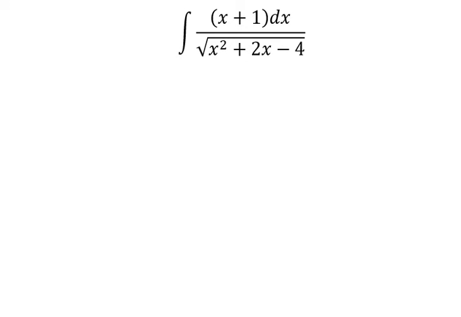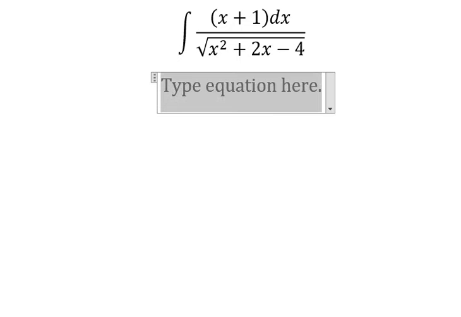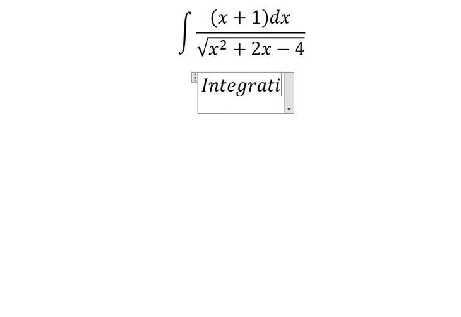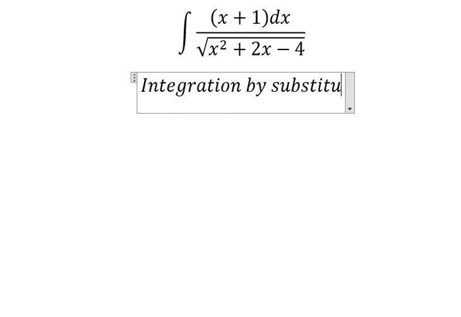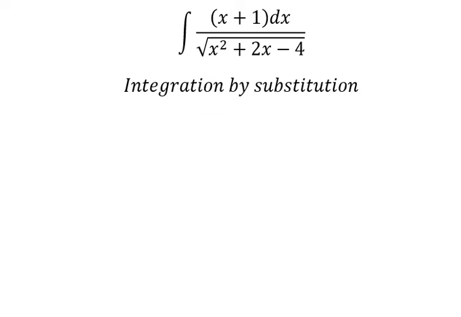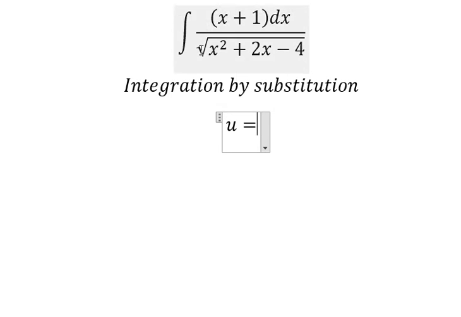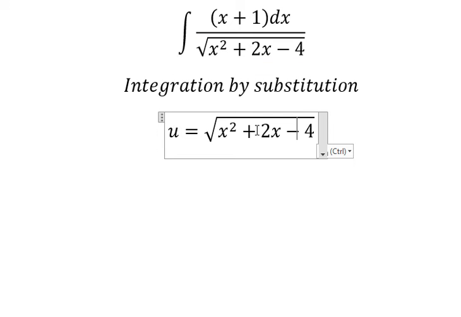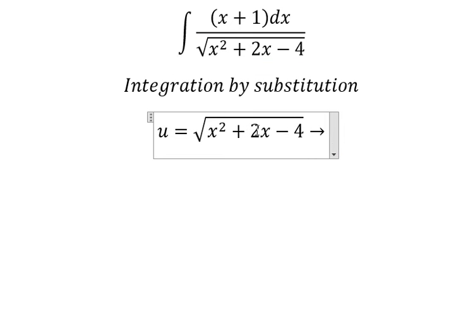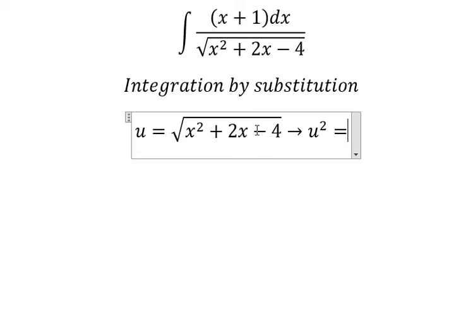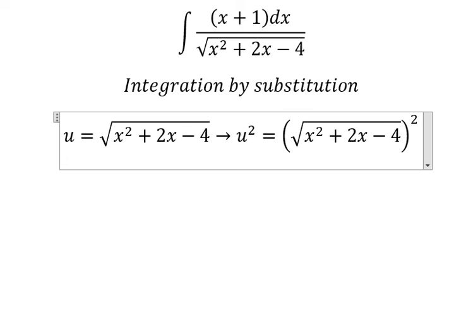The topic today is about integration. So now I will show you how to answer. We need to use integration by substitution. So I will put u equals the square root. Now if I do the first derivative for both sides, we can cancel the square root.